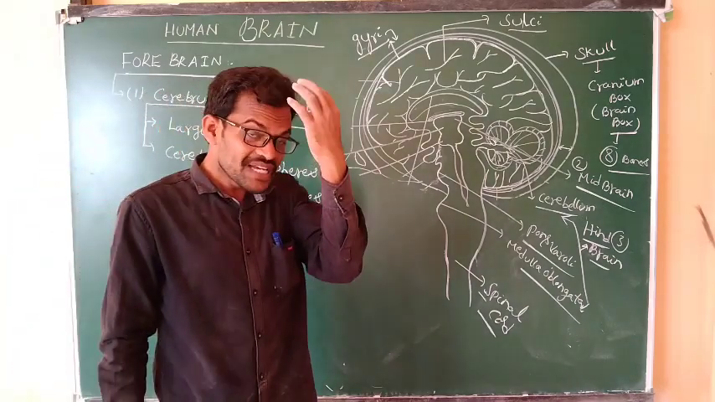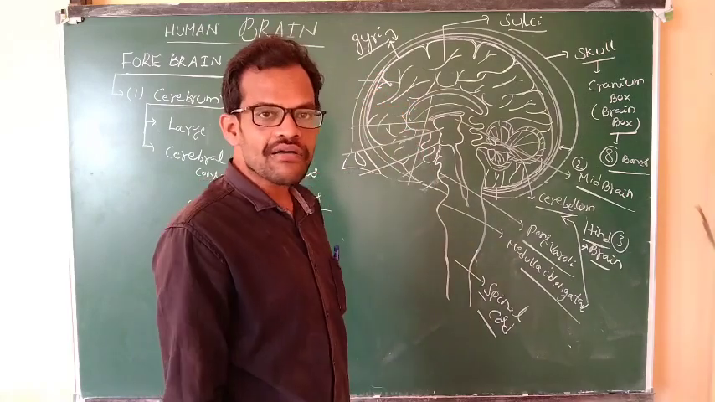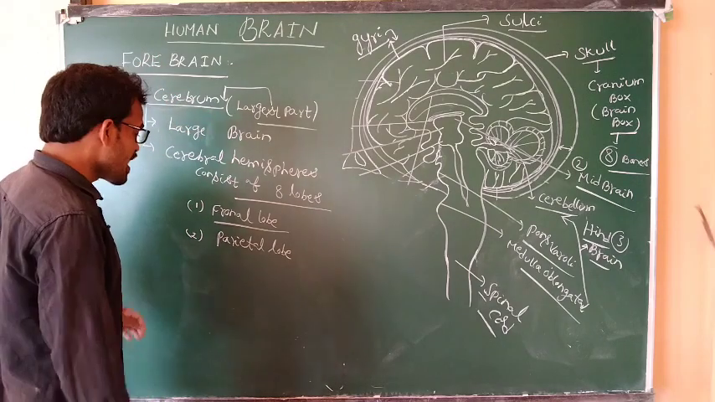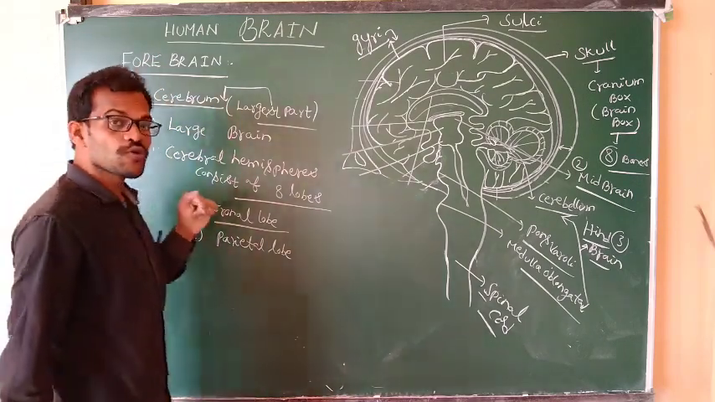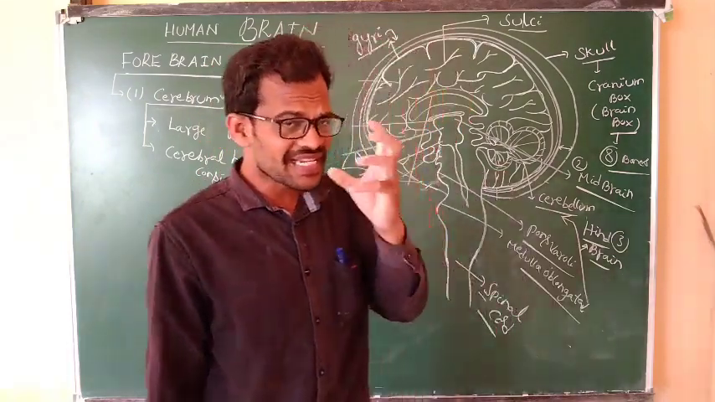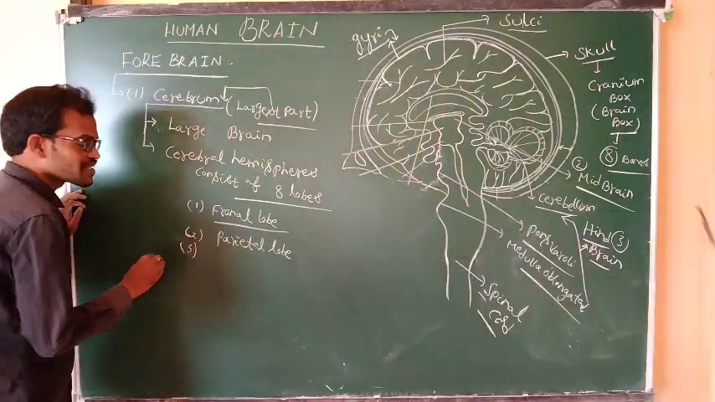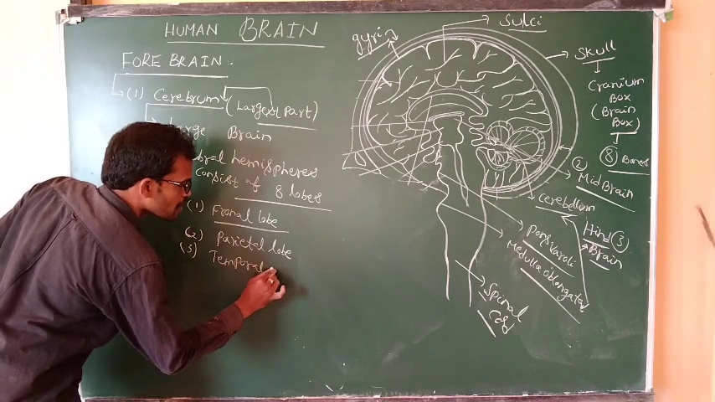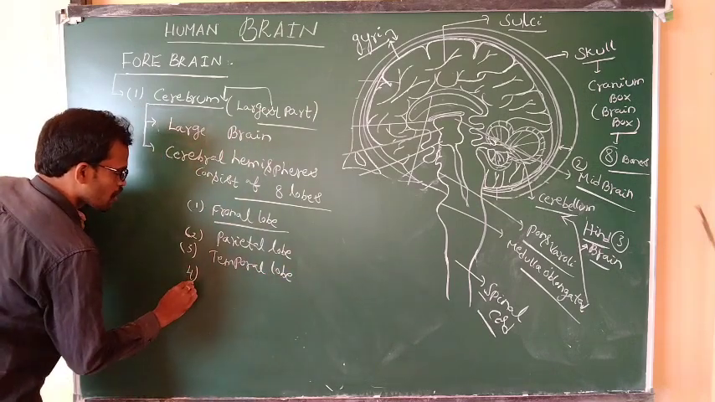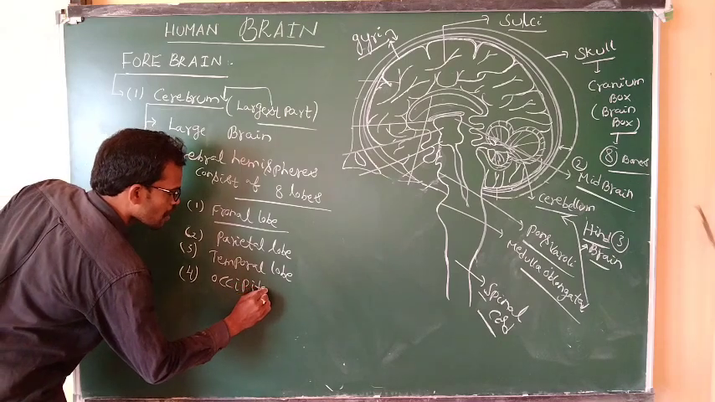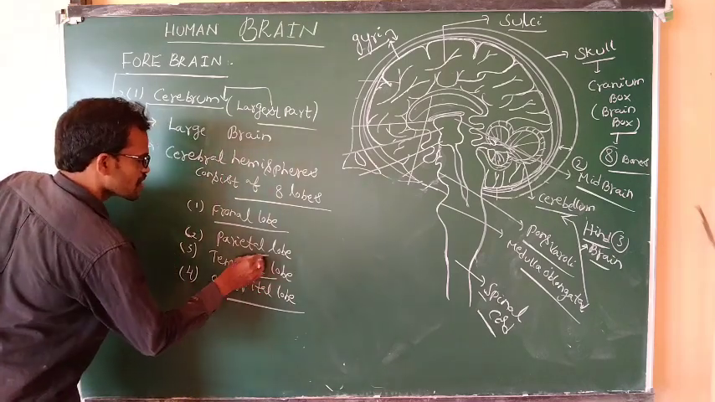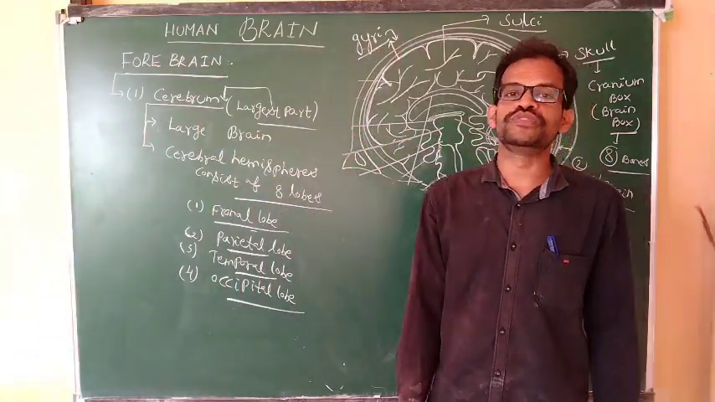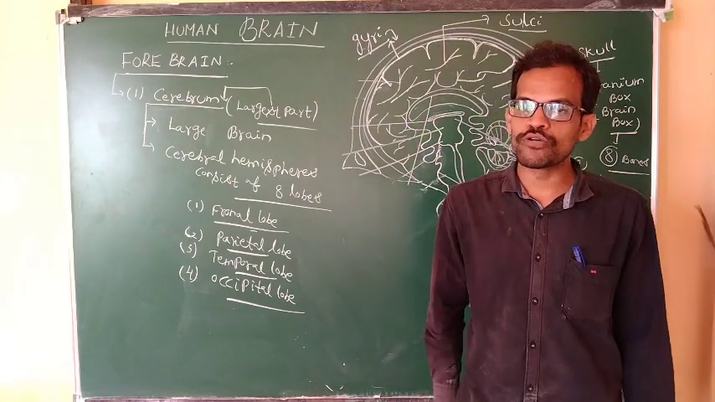This frontal lobe consists of neurons. Next, parietal lobe, the roof of the skull. Inside the lobes, they consist of neurons. Next one, temporal lobe. The next one, occipital lobe. Each hemisphere consists of how many lobes? Four lobes. The total is eight lobes. These lobes are protected by the brain.